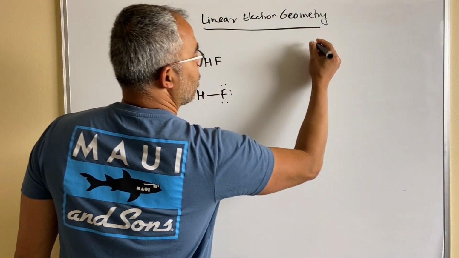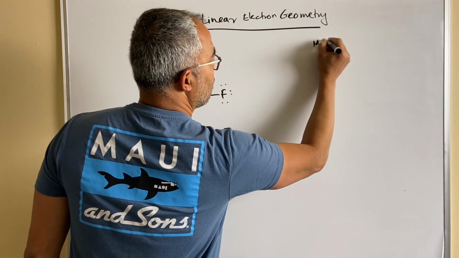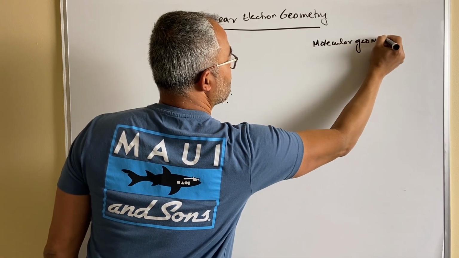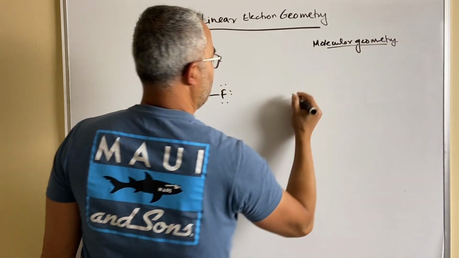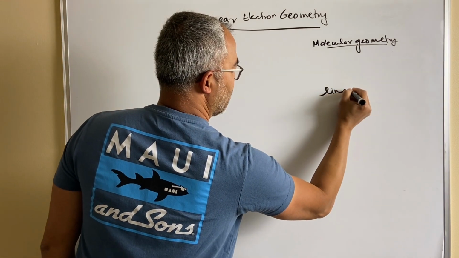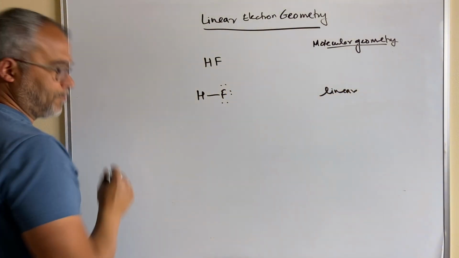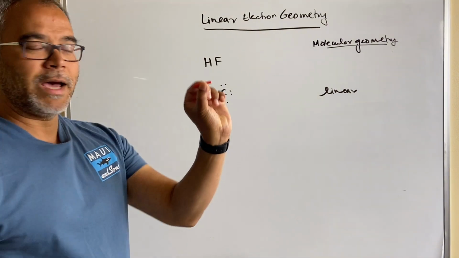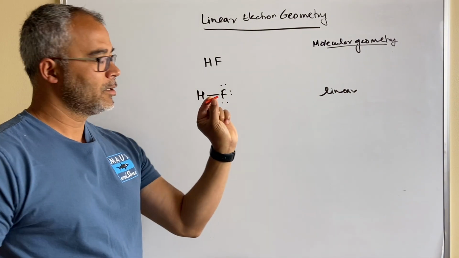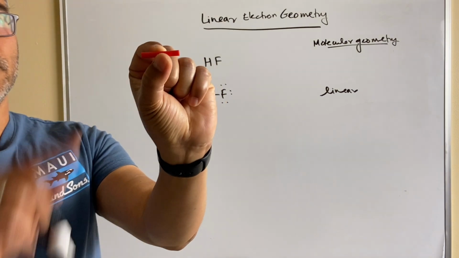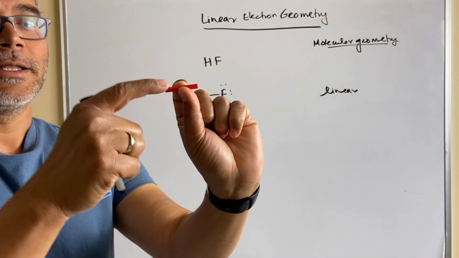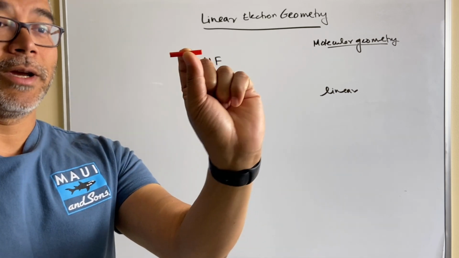So we're going to write molecular geometry, that's going to be linear, okay? And if you imagine this little bond out here, with the hydrogen on one side and the fluorine on the other side, then that bond is a straight line, okay, linear.